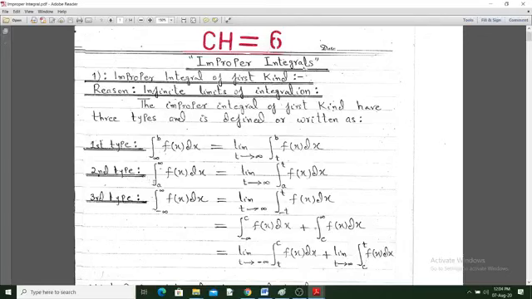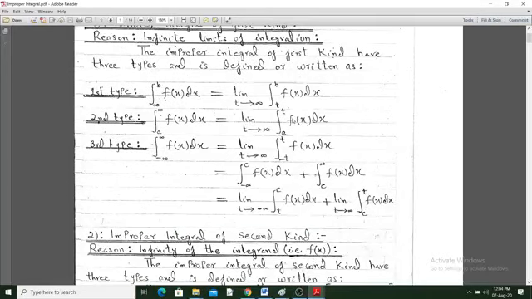first kind and second type is defined as integral a to infinity f of x dx equals limit t tends to infinity of integral a to t f of x dx, and compute this integral, and at the end put t equal to infinity. Similarly, first kind and third type can be evaluated in two ways. The first way is simple, and in this whole chapter we follow this first method. Write limit t tends to infinity of integral minus t to t f of x dx, and at the end put t equal to infinity. We get the answer of the third type.